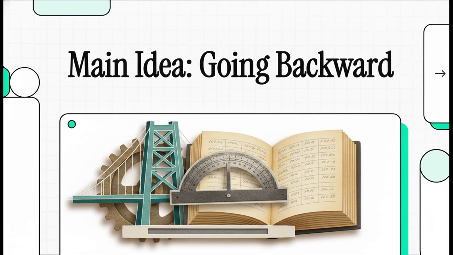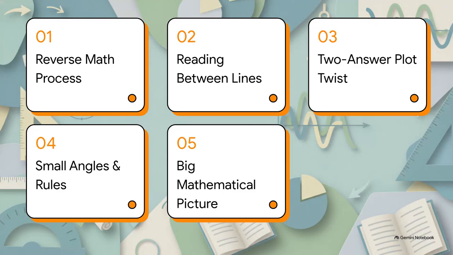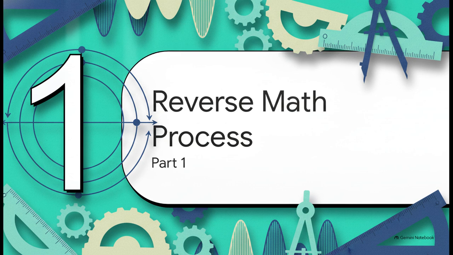So here's our game plan for today. We'll start with the reverse math process, then move on to reading between the lines, followed by a two-answer plot twist, some special rules for small angles, and we'll wrap it all up with a big mathematical picture. All right, let's jump right into section 1, the reverse math process.